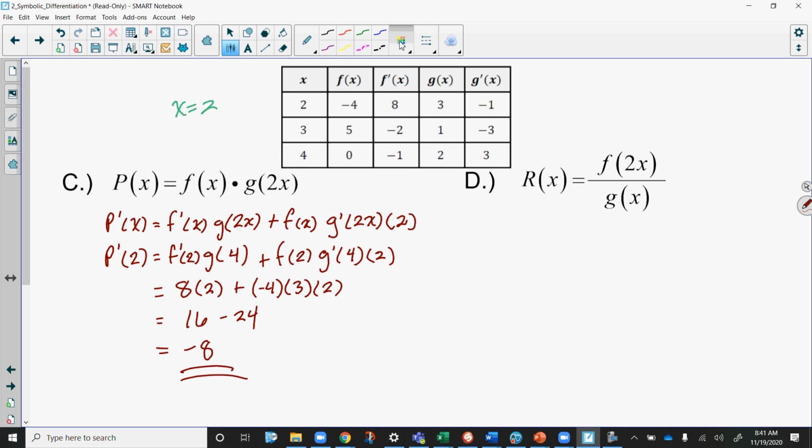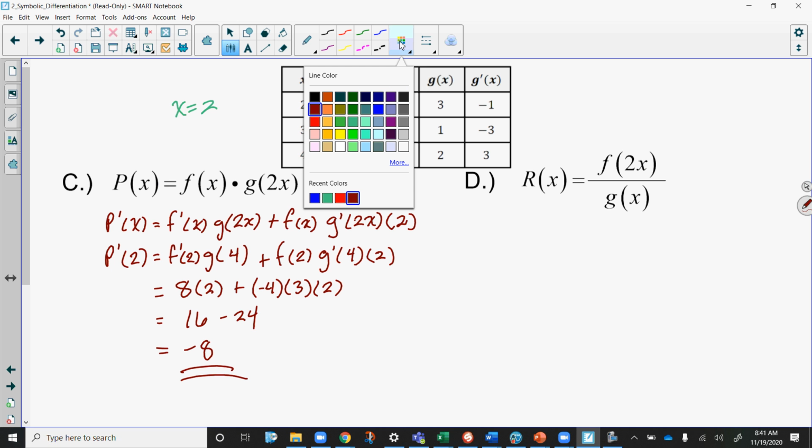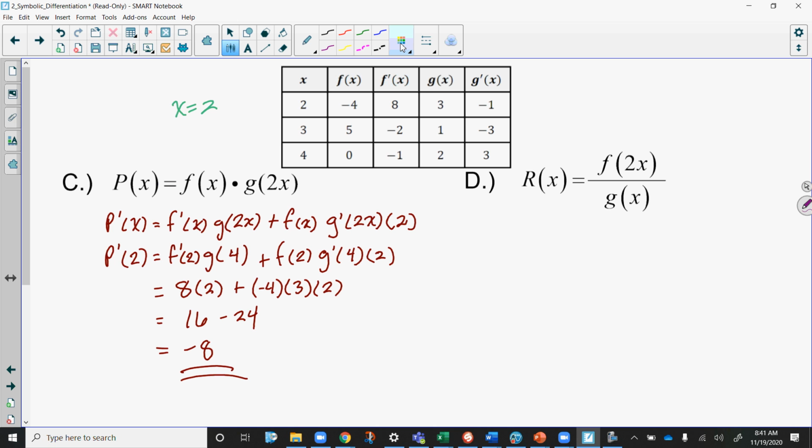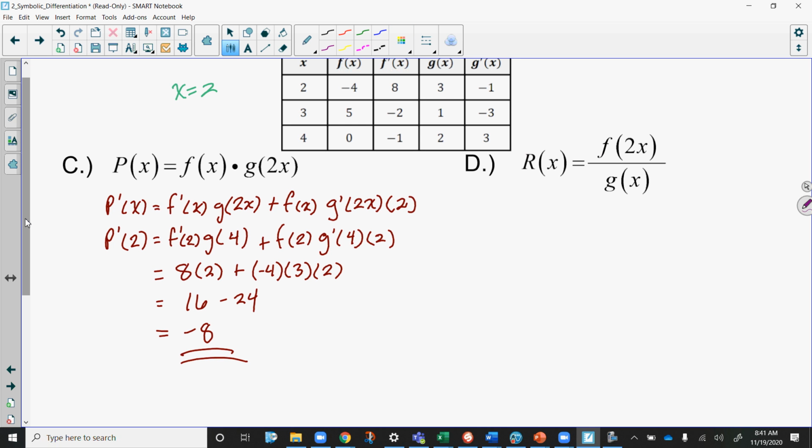And for the next one, it should be pretty obvious that we're going to be looking at using the quotient rule. And in this case, because function f is a composite function, f of 2x rather than just f of x, we're going to have to use the chain rule when we take the derivative of part f. So let's go ahead and start looking at this one.